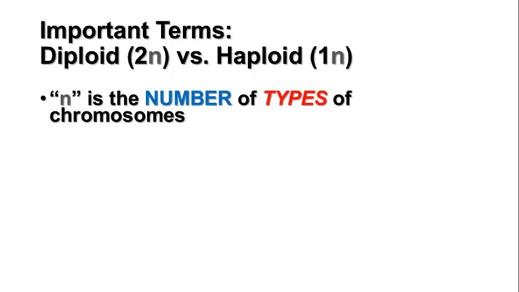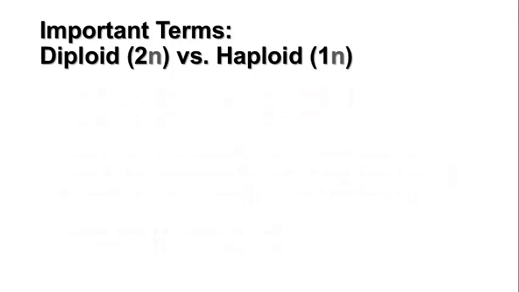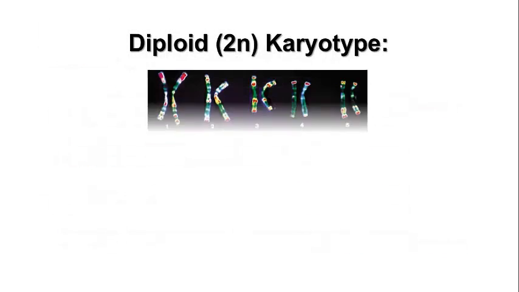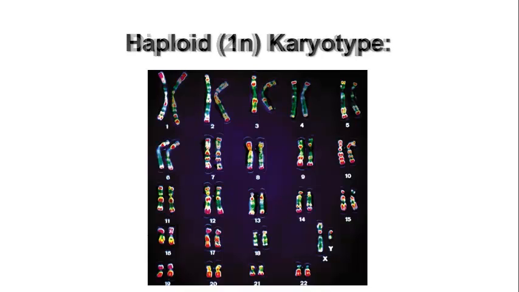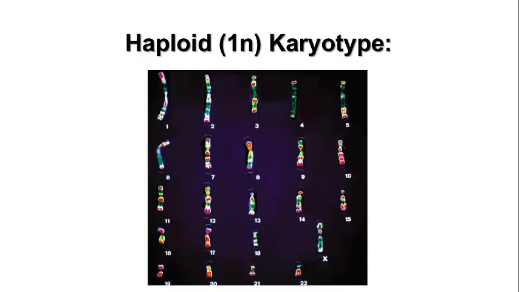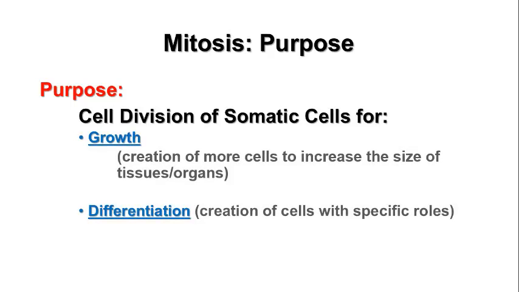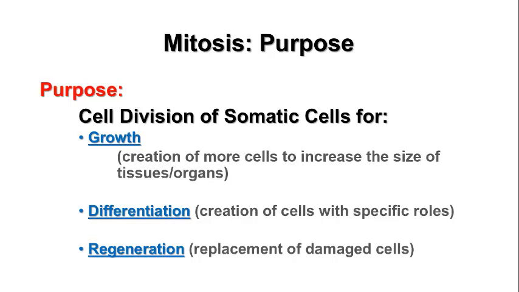All right, we also went over the terms of diploid versus haploid. We looked at diploid karyotypes and compared them and contrasted them to haploid karyotypes. And then we talked about this type of cell division that is characteristic in our trillions and trillions of somatic cells, that is mitosis. We looked at the basic purpose of mitosis is to facilitate growth, differentiation, and regeneration of our cells.